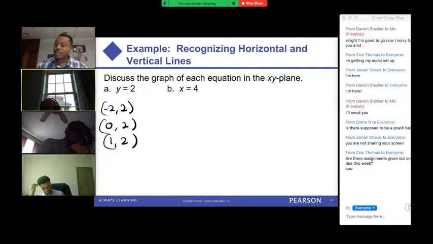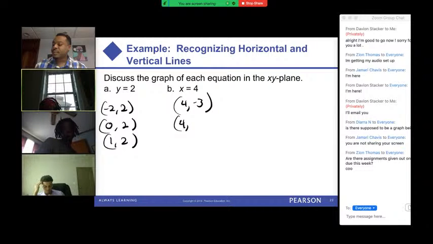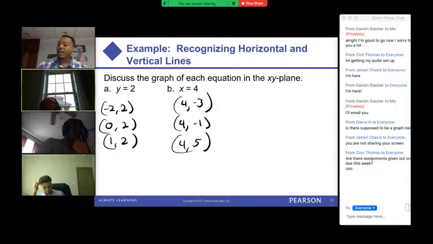It's a similar discussion for x equals 4. No matter what y value you choose, like y is -3, x is always 4. Say y is -1, x is 4. Say y is 5. No matter what y value we choose, the corresponding x, in this case for part B, is always going to be 4. So if we plot those ordered pairs, we'll have a vertical line through x equals 4.